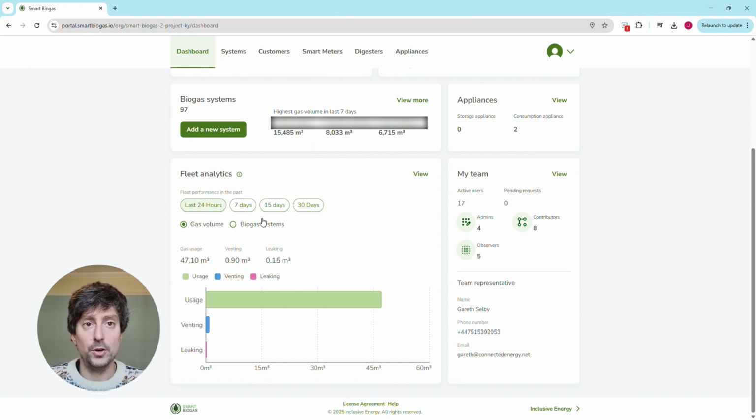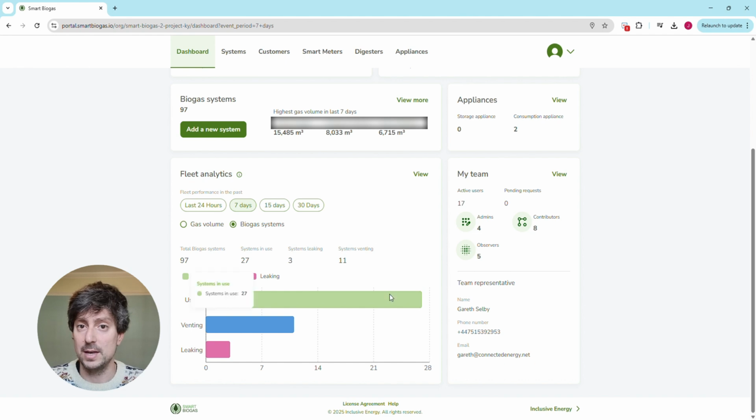On here you have some options that you can change, so you can look at the analytics data from these different time periods, and you can change from looking at gas volume. Here we can see in the past 7 days there has been 371 meters cubed of usage, but we can change that to biogas systems. So we can see that 27 of the installed systems that we're getting data for have been used, as in the gas is being used.